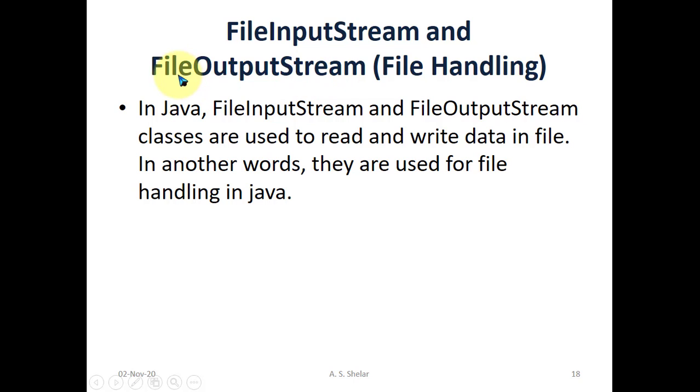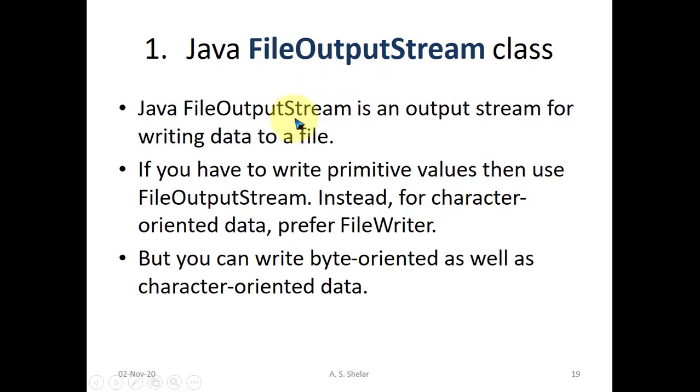First we see the FileOutputStream class. Java FileOutputStream is an output stream for writing data into a file. If we want to write primitive values, then use FileOutputStream. For character oriented data, prefer FileWriter, don't use this. Using FileOutputStream, whatever data we write into the file is not in human readable format because it is a byte oriented approach. If you want human readable format, then we have the FileWriter class. It is a character oriented approach, but you can write byte oriented as well as character oriented data. It depends on which approach you want to use.